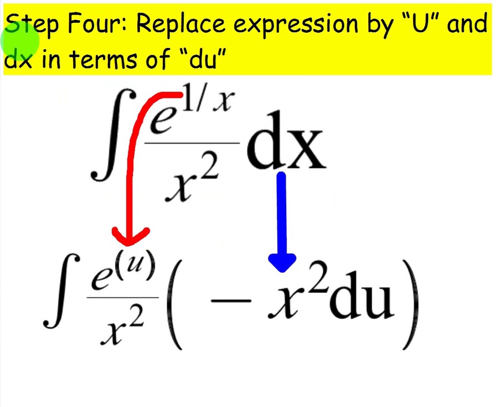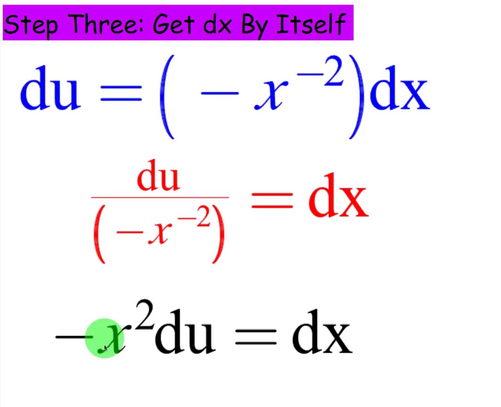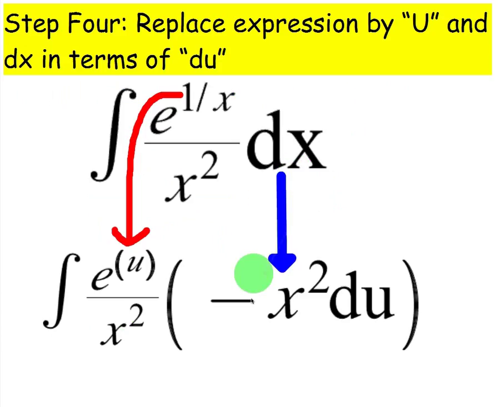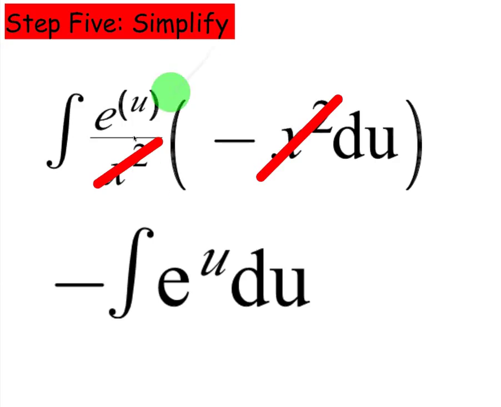Okay, so step 4, replace the expression by u and then the dx in terms of du. So since we made u 1 over x, it will be replaced with u here. And the dx we just showed is equal to negative x squared du. So it will be replaced by negative x squared du. Now we can see these x squareds are going to cancel. When we simplify, the x squareds will cancel. We can pull this negative out front. Now we just have the negative antiderivative of e to the u du, which would be very easy because we know the antiderivative of e to the u is just e to the u.